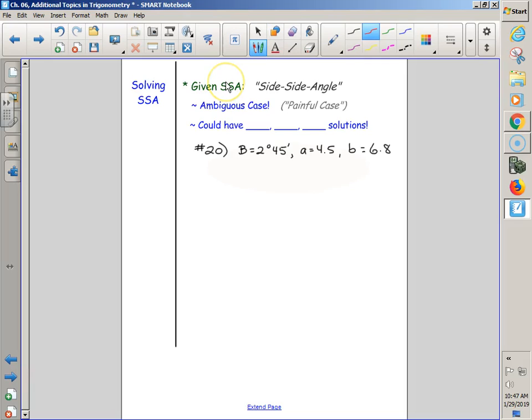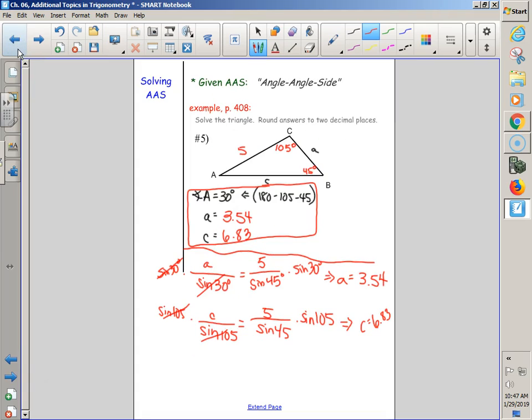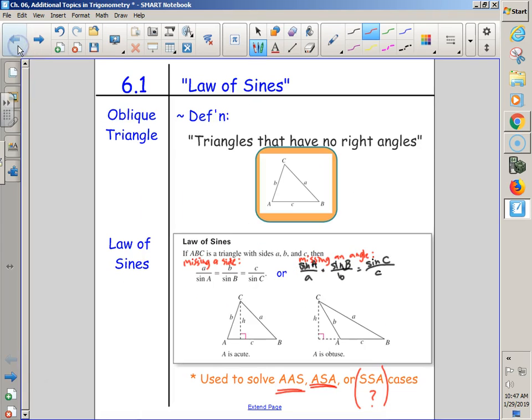Second, I know you guys wrote down SSA, side-side angle, painful case, right? But was it that bad plugging in as long as you put sine of A on top? It might have felt a little bit weird because we reoriented our formula. The reason we reoriented our formula is because yesterday, remember, I mentioned with your formulas, there are two different variations. They're super, super similar. This one's just the reciprocal of the first one.